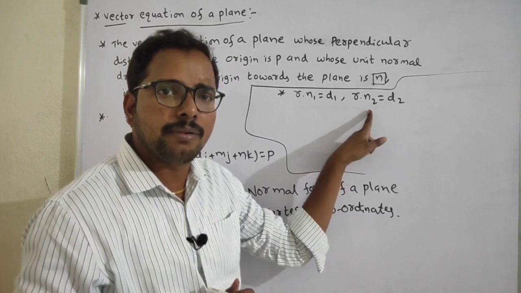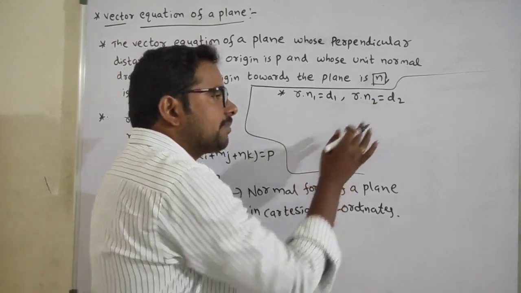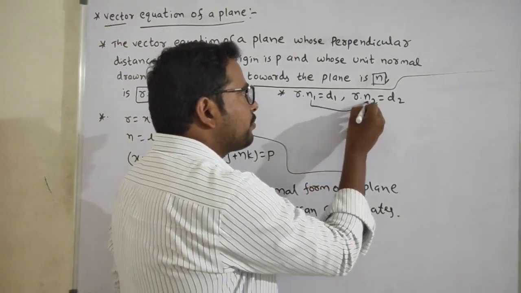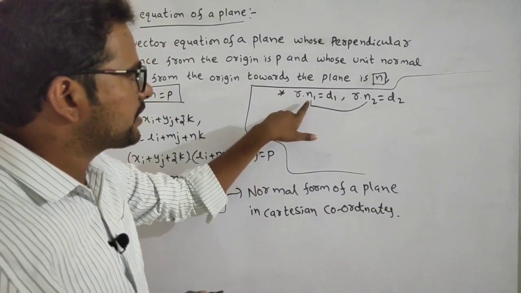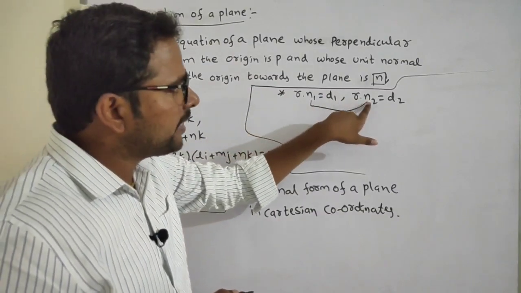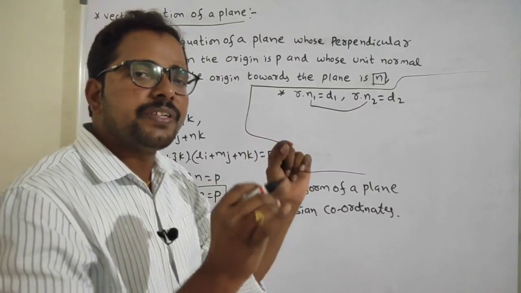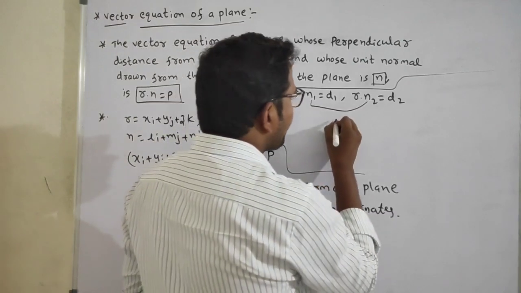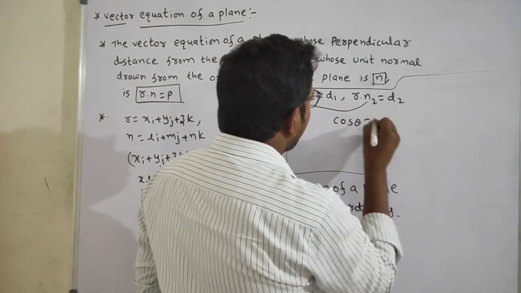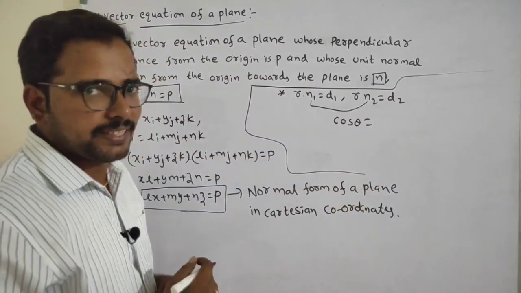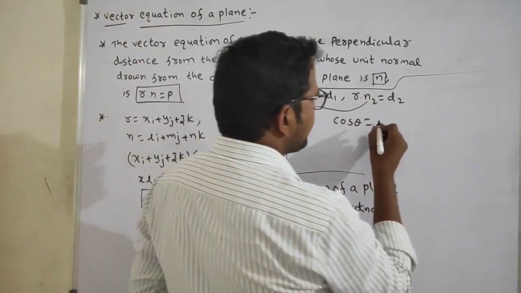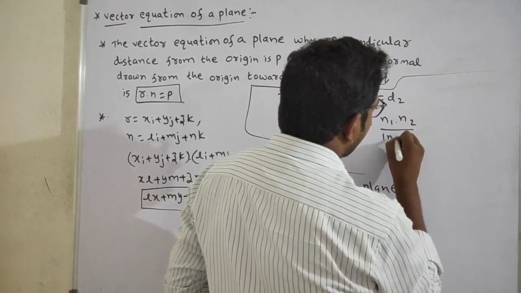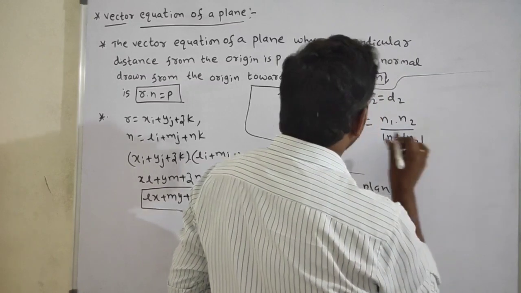Finding the angle between two planes directly is not possible for us. So how do we find it? The angle between the normals is the angle between the two planes. The normal of the first plane is n1, the normal of the second plane is n2. So we have to find the angle between two normals. What is the formula? Cos theta is equal to n1 dot n2 by modulus n1 into modulus n2, where n1 and n2 are normal vectors. This is the angle between two planes.